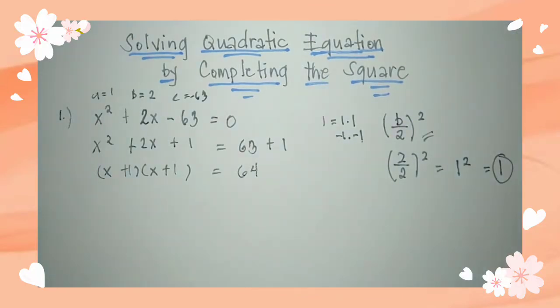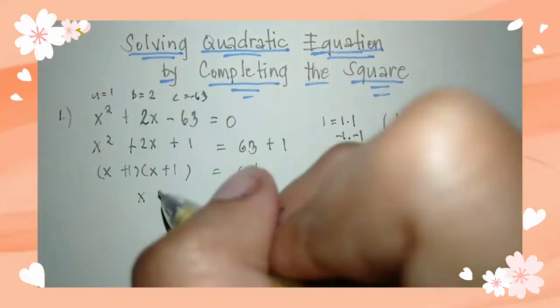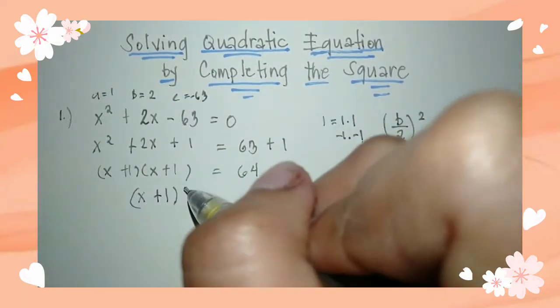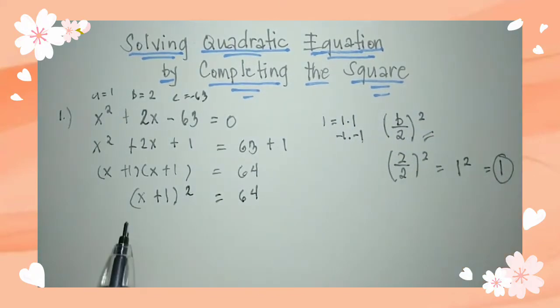Okay? The next thing to do, since parehas sila, so you can see x plus 1, i-square lang natin siya. Isa lang yung kukunin natin. Then, lalagyan natin siya ng square is equal to 64. Yan yung tinatawag nating perfect square trinomial. Okay? So, next thing to do, dito na papasok si extracting the square roots. We're going to extract square roots.